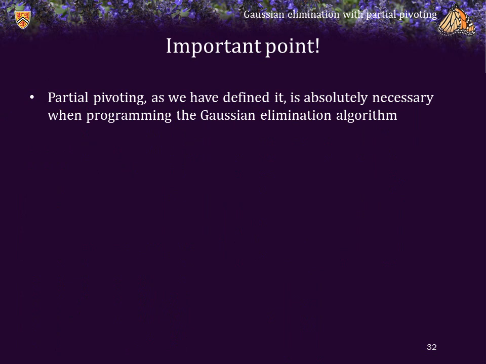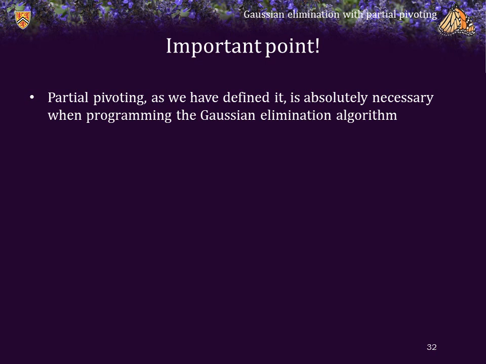Now, the Gaussian elimination algorithm we've introduced with partial pivoting, as we have defined it, is absolutely necessary anytime you program the Gaussian elimination algorithm. We're introducing this right now in 1A, unlike most other linear algebra courses, because you as engineers have to understand there are limitations on the tools you are using to solve real-world problems. And if you do not use the appropriate tools, you will get the wrong answer.